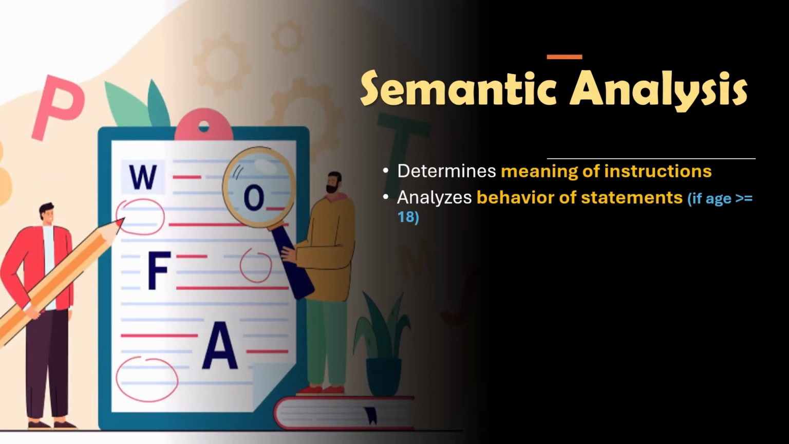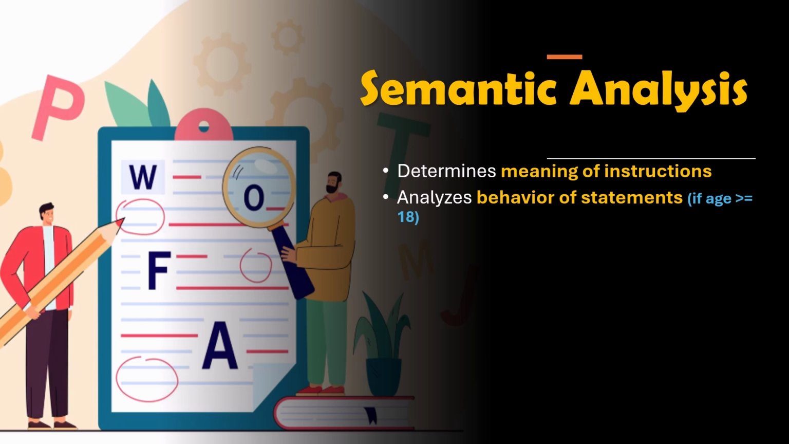After syntax analysis comes the semantic analysis. This phase determines the actual meaning of the instructions and statements. Semantic analysis is the phase of program analysis that focuses on understanding the meaning and logical correctness of the program statements beyond just the syntax. The first role of semantic analysis is to determine the meaning of instructions. Even if a statement is syntactically correct, the compiler must understand what the instruction is intended to do.